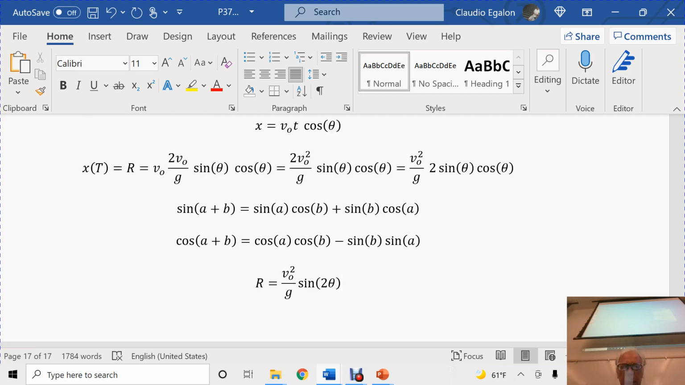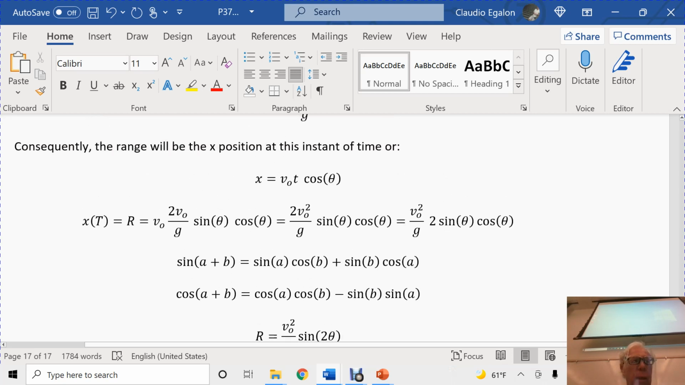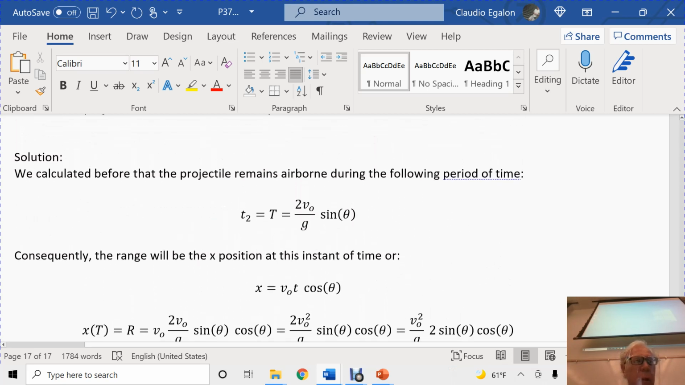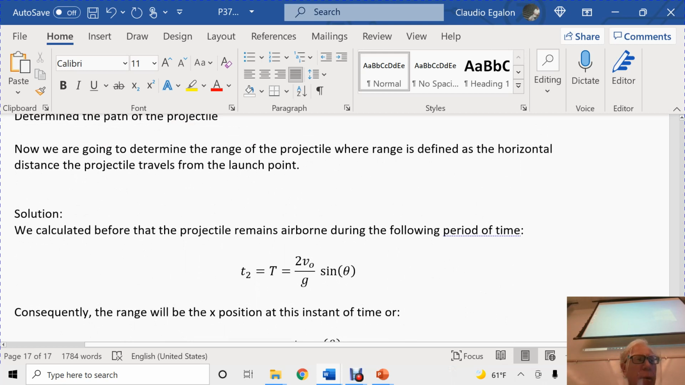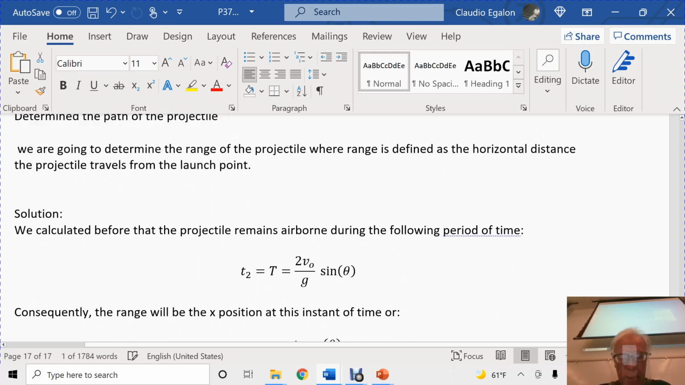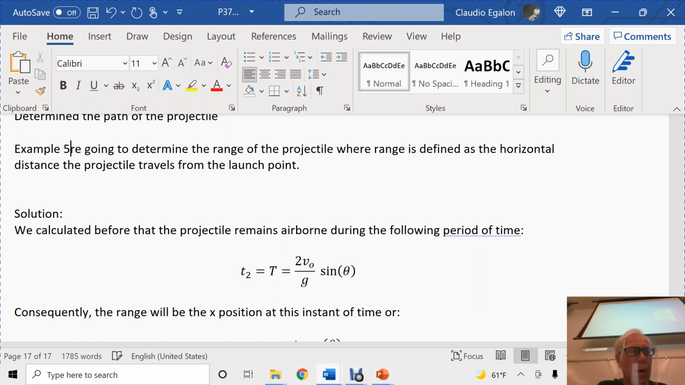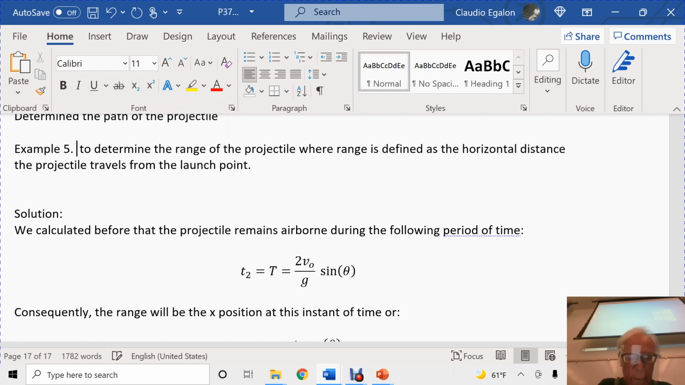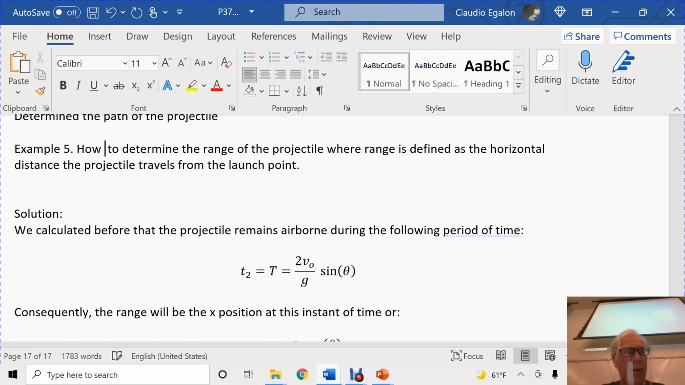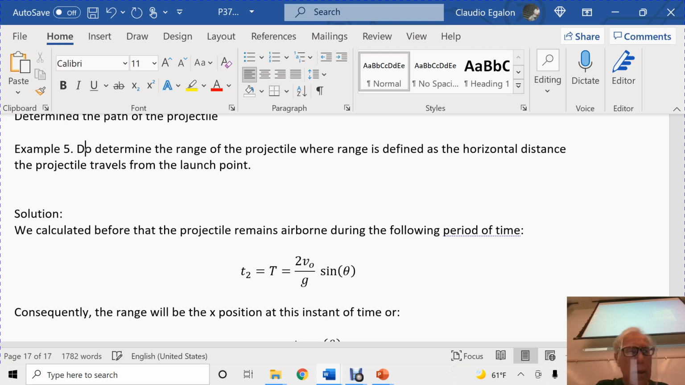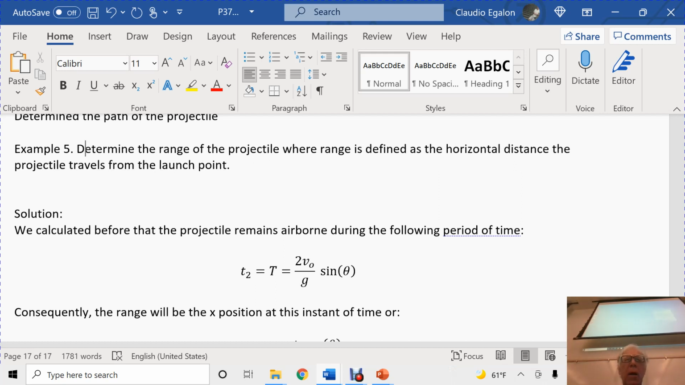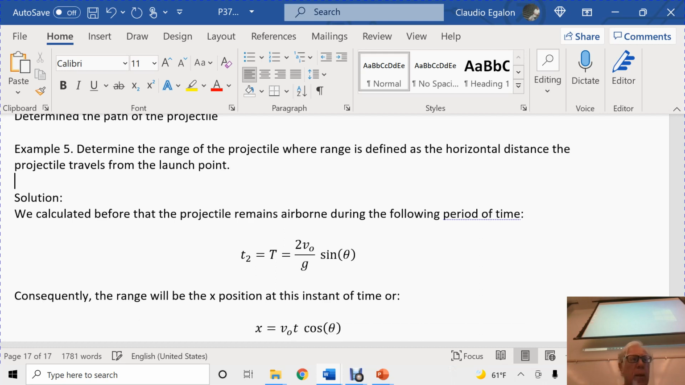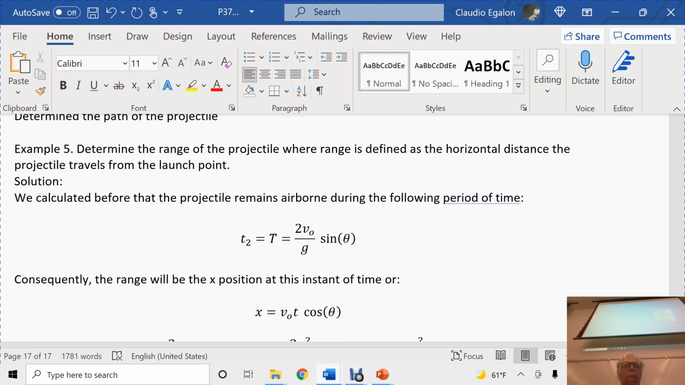Okay, so let's go for another example. This one is going to be example 5. Determine the range of the projectile. There are all sorts of examples that we can do with those sets of equations, with those equations of motion of the projectile. We can go for another one.